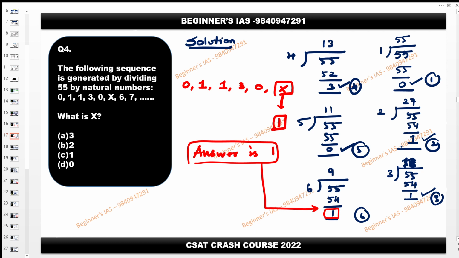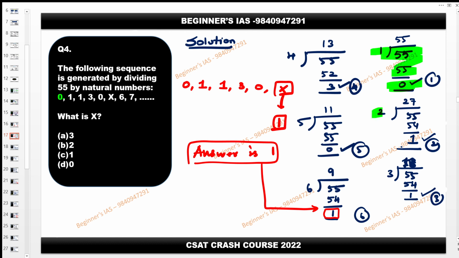So the simple thing here is 55 divided by the natural numbers. Natural numbers start with 1. Take that natural number as 1 and divide 55 by it. This is the first step. Therefore the remainder is 0. That remainder comes here. So listen carefully.